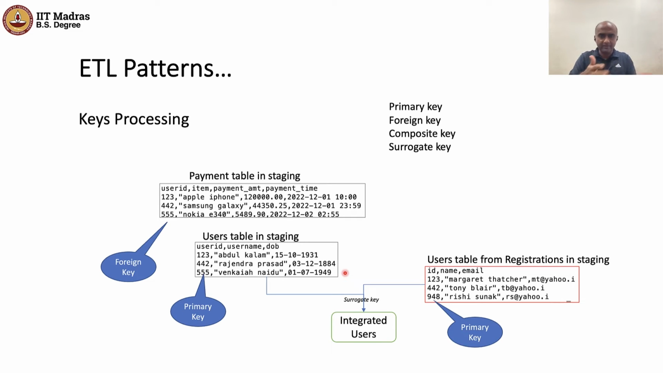Because they can't just say Abdul Kalam's email ID is empty at yahoo.in, right? That doesn't make sense. Or they could be doing the other thing, which is run a join. Join users table from payments on user ID. Equi-join with users table from registrations on ID. And I do get a valid email address. I am going to send the email. And the email is going to go to Margaret Thatcher, addressing her as Abdul Kalam.